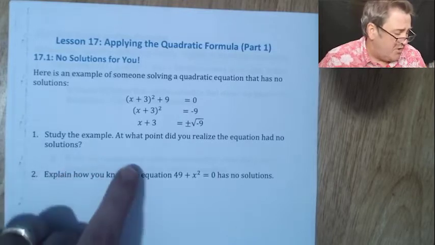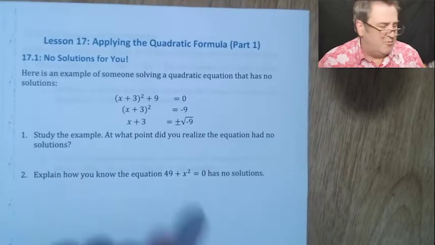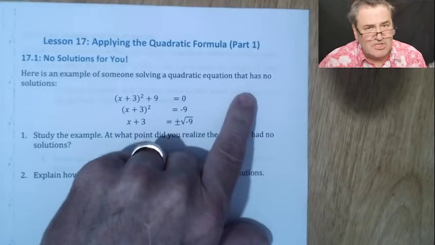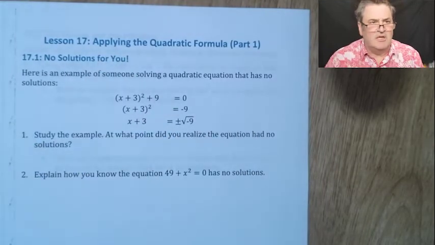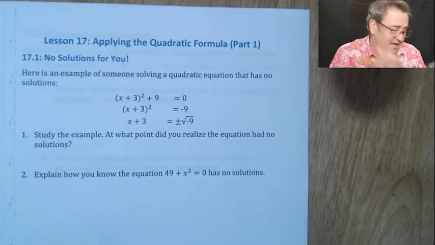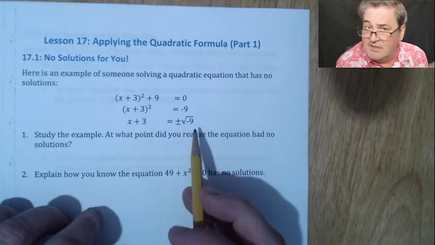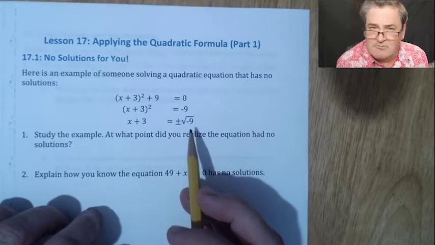Study the example. At what point did you realize the equation had no solutions? And I'm not talking about when I told you it has no solutions. I'm talking about when you were looking at it and started saying, oh, yeah, that really doesn't have a solution. Was it at the end, when I went plus or minus the square root of -9?